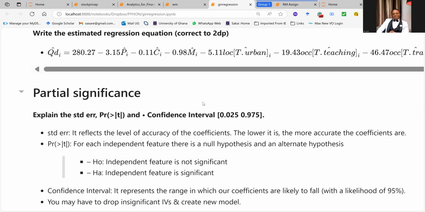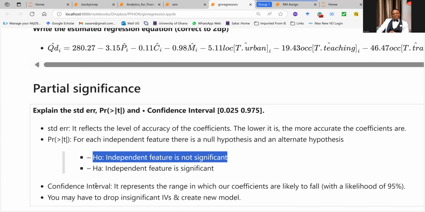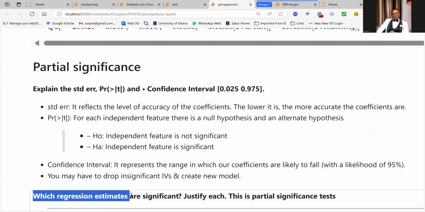So most of the time, because it's a test statistic, the null says that the independent variable or the feature is insignificant. And the alternative will always say that it's significant. You can use the confidence interval as well to tell whether it's significant or not. But most of the time, you're going to use the p-value. So the proper question here is, which regression estimate, see another word I've used for independent variable, which of the coefficients, that's another way of saying the estimate, which of the coefficients are significant?